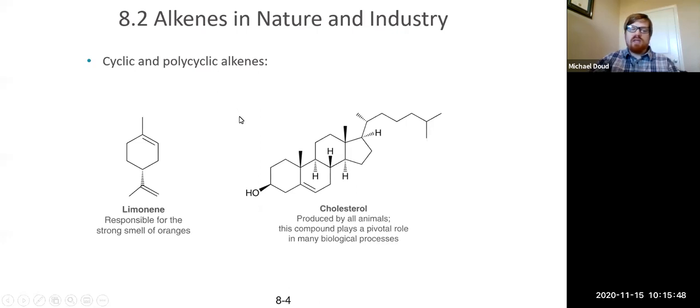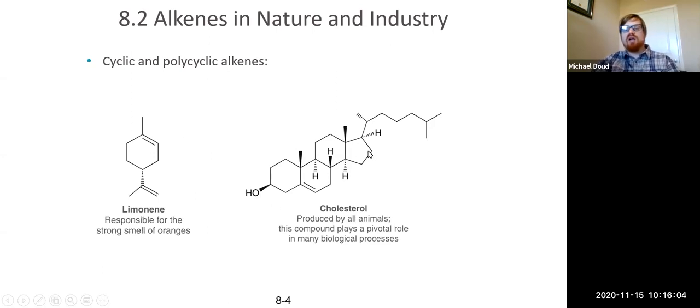And then we have limonene. So that's responsible for the smell of oranges. Again, an alkene. This is a cyclic alkene. You can see that we've got what looks like an isopropyl group, but actually has an alkene on it. And then within the cyclohexane ring, we actually have a cyclohexene.